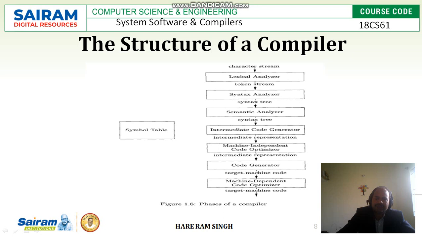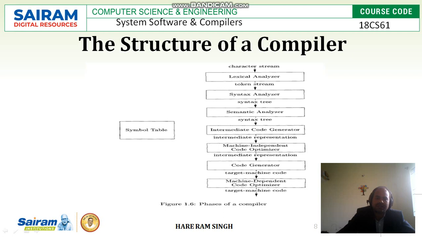Next, the intermediate code generator phase generates the intermediate representation or intermediate language of the character stream or high level language. Next phase is the machine independent code optimizer. It takes the intermediate representation and it translates it into intermediate representation.